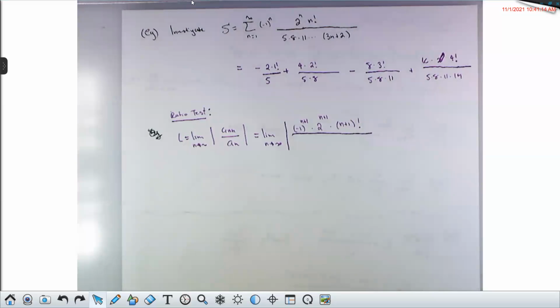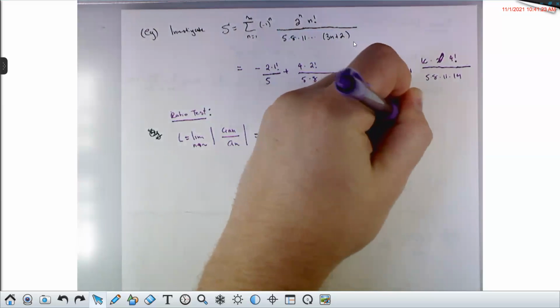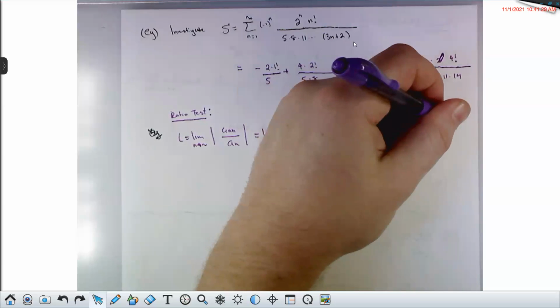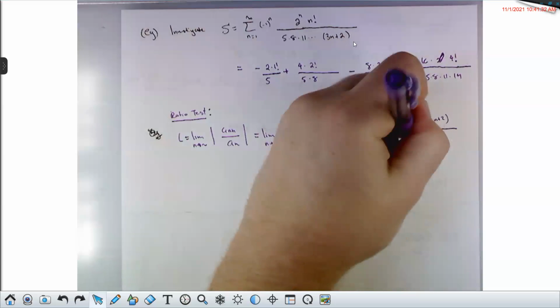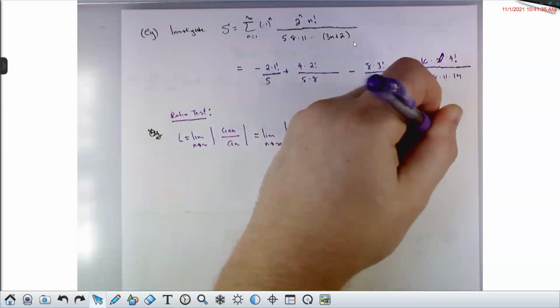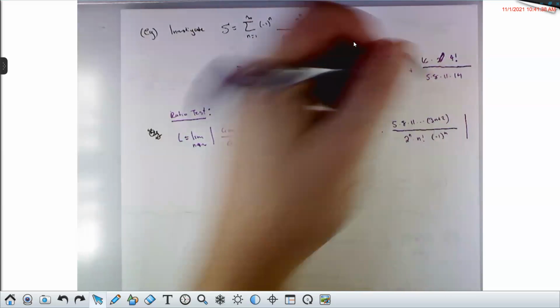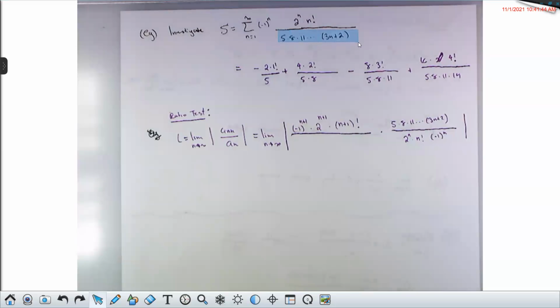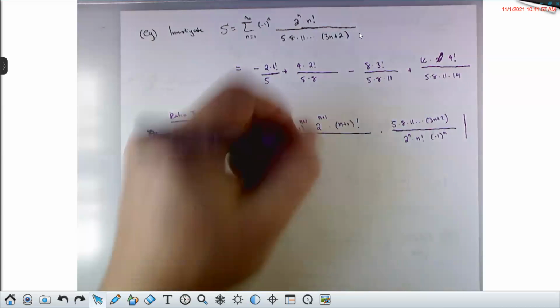So 5 times 8 times 11 out to 3n plus 2 is the denominator of a_n. Let me just write that over here. I'll write out the other easy parts here, which are 2 to the n, n factorial, and negative 1 to the n. What is the denominator of a_(n+1)? What is this product taken to have one more term? 3n plus 5. Yeah, very good.